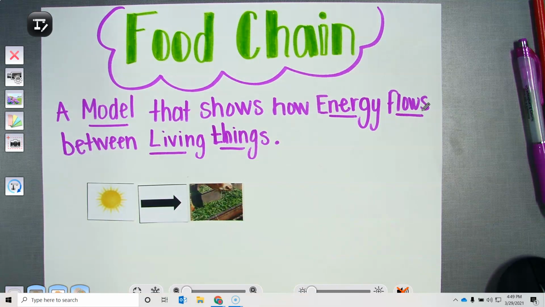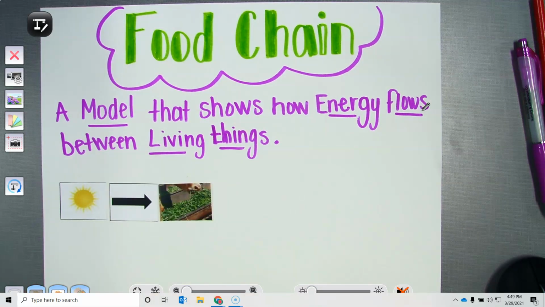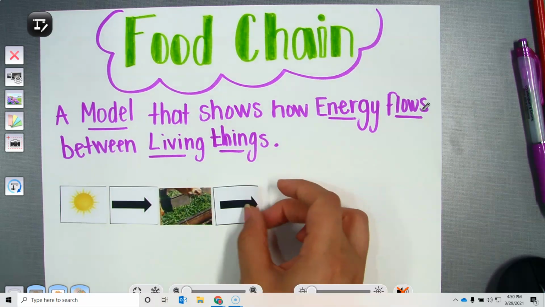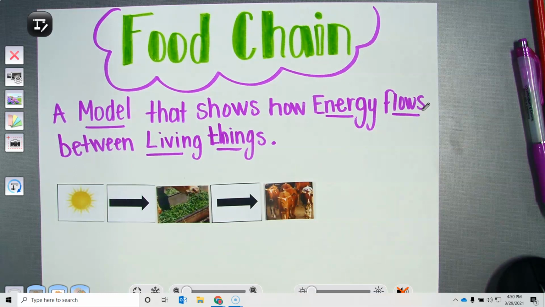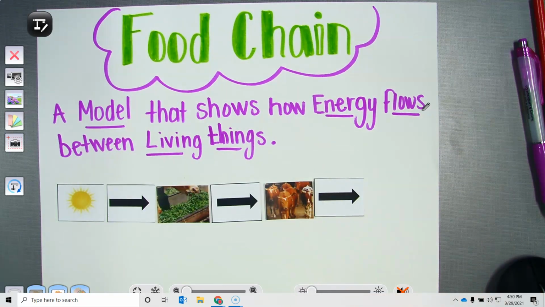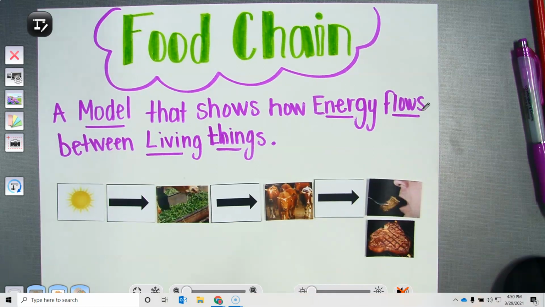Now, let's think of some animals that eat the grass. So animals get energy from what they eat. And so a cow eats the grass, okay? And so the sun gives energy so the grass can grow. The grass gives energy to cows so they can get the nutrients they need. And then in return, we eat the cows because we need energy. The way we get our energy is by eating food. We eat the cows. So say we eat steak.